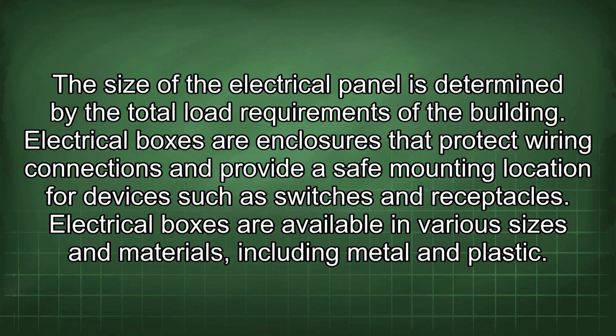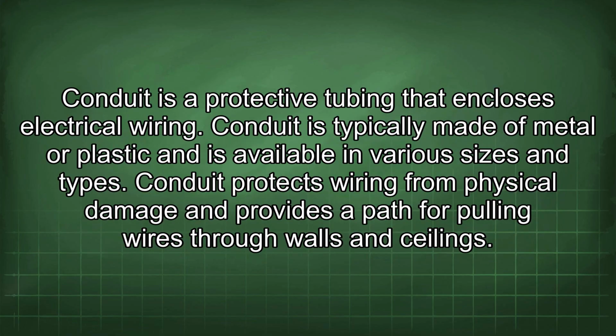Electrical boxes are enclosures that protect wiring connections and provide a safe mounting location for devices such as switches and receptacles. Electrical boxes are available in various sizes and materials, including metal and plastic. Conduit is a protective tubing that encloses electrical wiring. Conduit is typically made of metal or plastic and is available in various sizes and types. Conduit protects wiring from physical damage and provides a path for pulling wires through walls and ceilings.